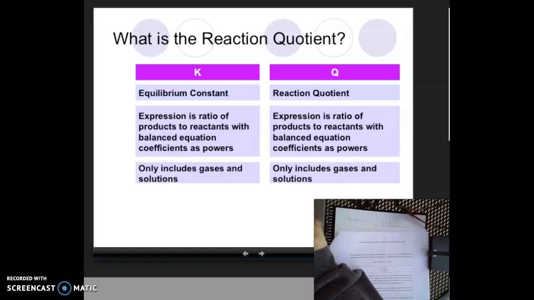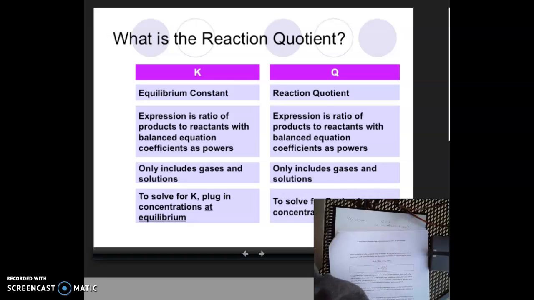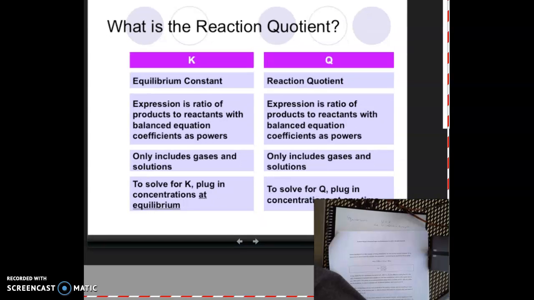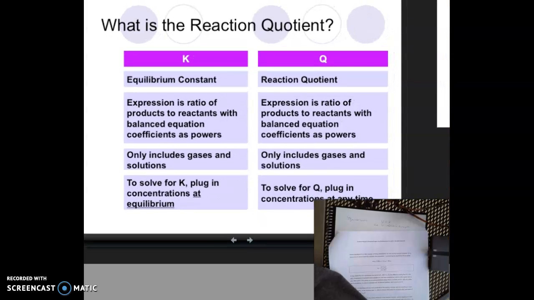We do not include solids or liquids, only gases and aqueous solutions. Pure solids and pure liquids do not affect the equilibrium position. They are not part of the equilibrium process. They're essentially removed from the equilibrium process, and we solve them the same way.